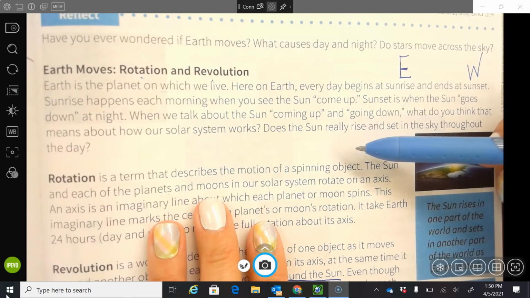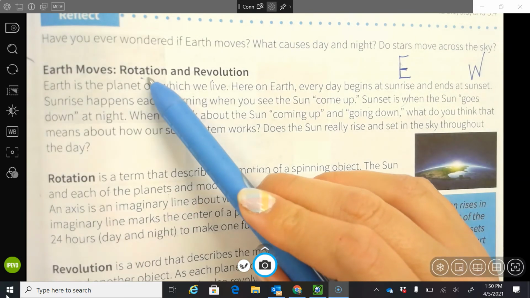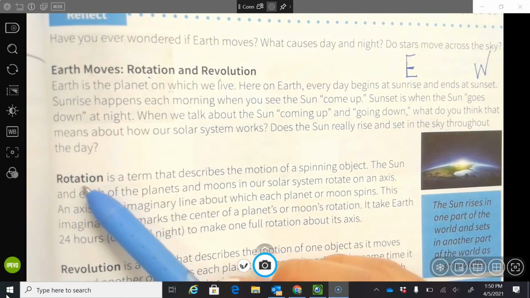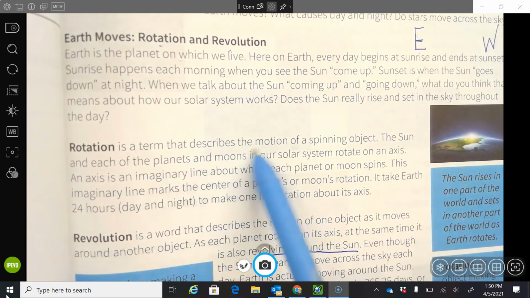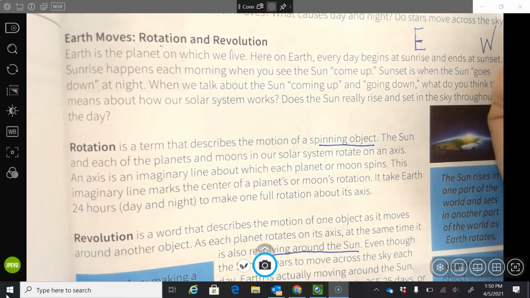Because what's changing though? Because they live across the whole entire planet. Okay. They're on the opposite side of the planet. Annabelle, what did you say? The Earth is spinning. What's another word for spinning? Rotating. So the Earth is rotating. Rotation is a term that describes the motion of a spinning object. What's the spinning object we're talking about? Earth.